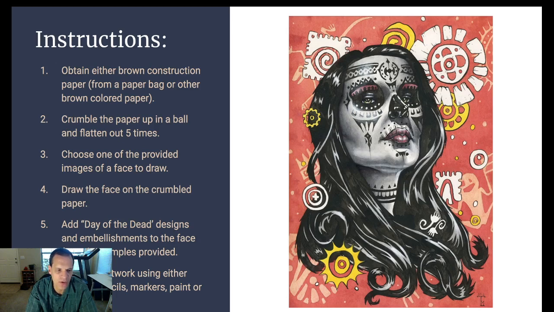Okay, and finally, you want to color the artwork using either colored pencils, markers, paint, or crayons. You can use a combination of colored pencils with markers, or crayons with markers as well if you choose to. So I'm going to scroll through right now and show you the images that you can choose from. These are just some images of people's faces I found on Unsplash.com. You can just choose any of these and start drawing them on that crumpled paper.